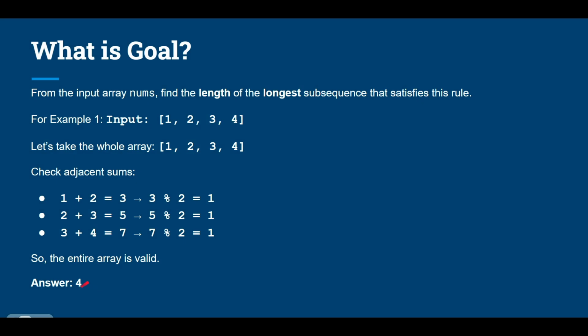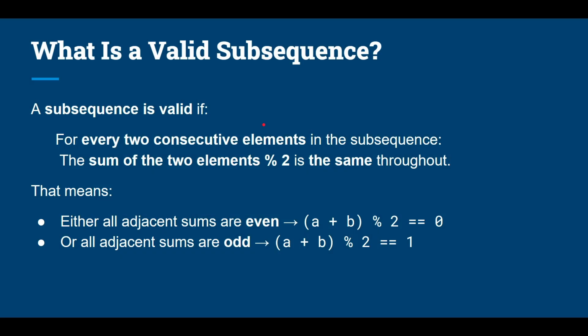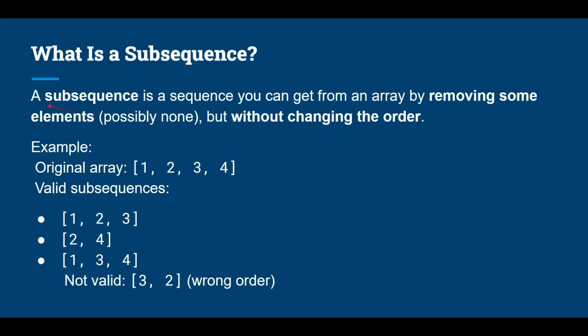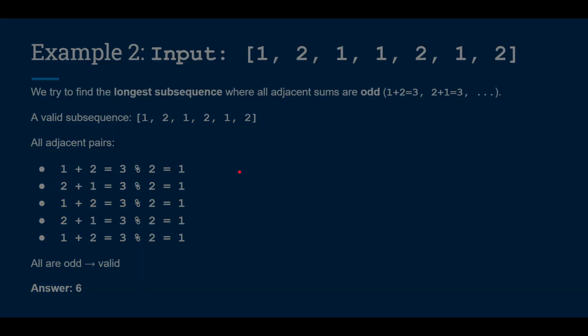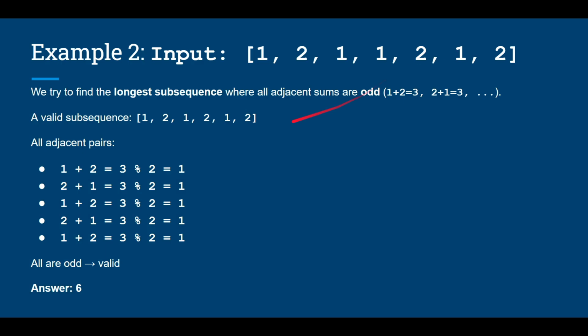Here it was 4 because for the whole array, whether we delete or we do not delete, it is valid. The definition says a subsequence is a sequence you can get from an array by removing some elements, or possibly none. You can remove or you can also not remove. It means the original array itself is a valid subsequence, because if you are not deleting, it's still a subsequence. If you are deleting one or more elements, it is also a subsequence. So if you consider all the valid subsequences, you will find that this is our longest subsequence.